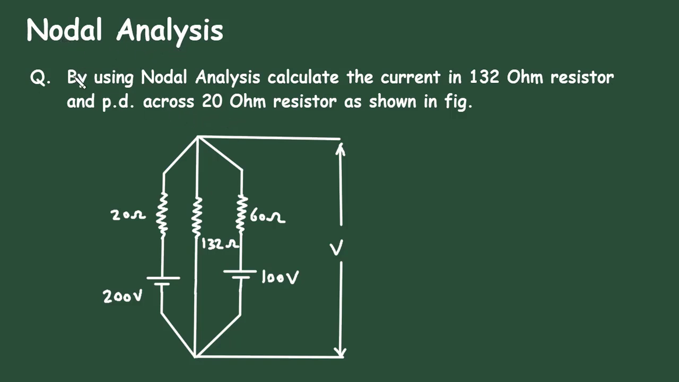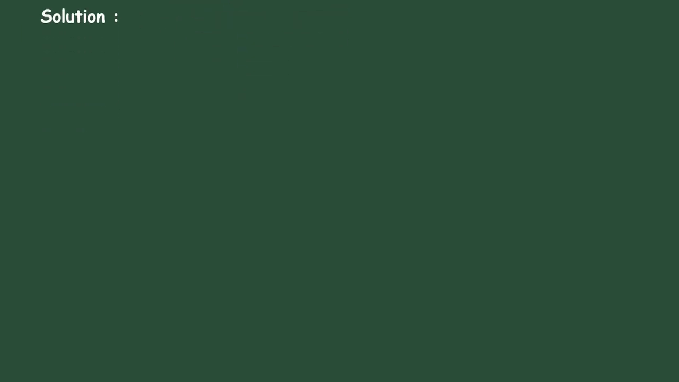Nodal analysis. Question: by using nodal analysis, calculate the current in the 132 ohm resistor and the PD, that is potential difference, across the 20 ohm resistor as shown in figure. So we have to find the voltage across this 20 ohm resistor, and we have to find the current through this 132 ohm resistor, and also this node voltage. So let's see the solution.